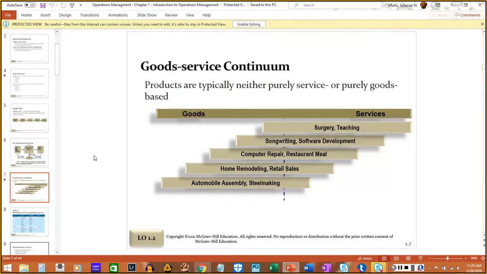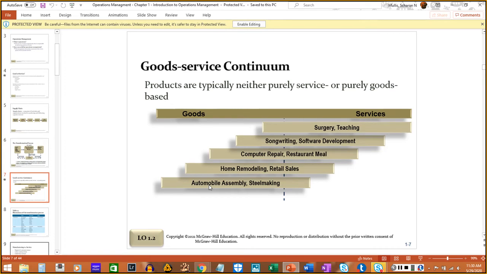All right, so now we'll talk about goods and services. One thing you need to know is that there's not one thing that's 100% a good, and there's not one thing that's 100% a service. I'll just review the two extremes. We'll start with automobile assembly, steel making. Automobile assembly, at the end, is definitely going to be a good.